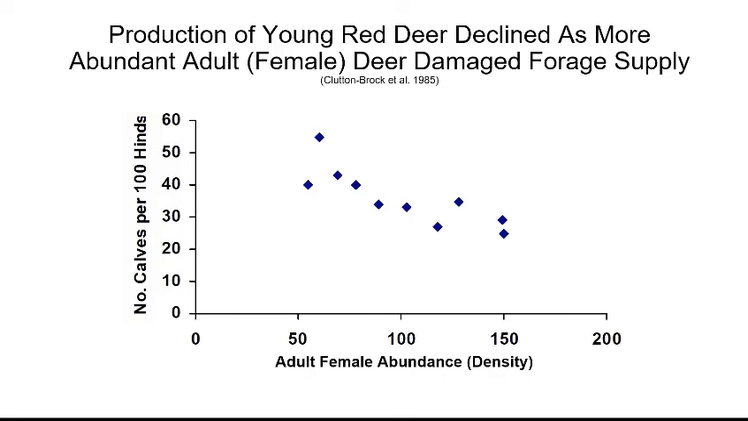When it got out to 150, it's down into the 20s, 20 calves per 100 hinds. Again, you see a dramatically declining reproductive success, a decrease in the production of young deer as the density of the adult animals increased, and those more dense adult animals damaged the forage supply.